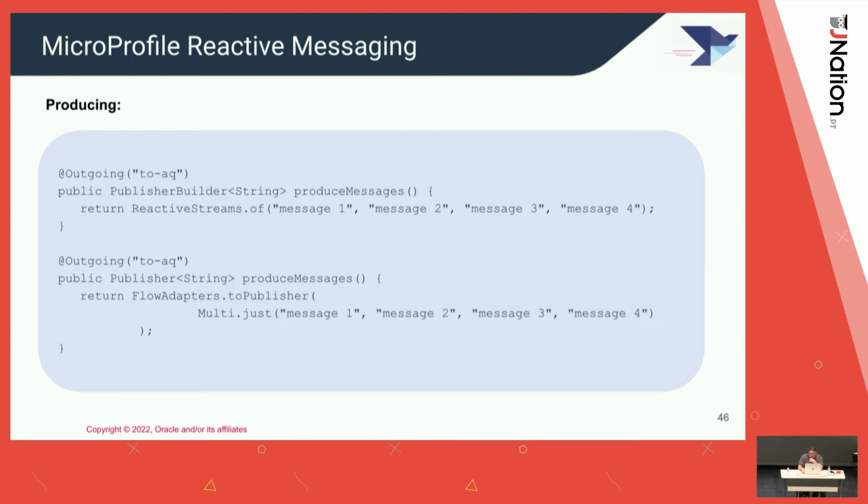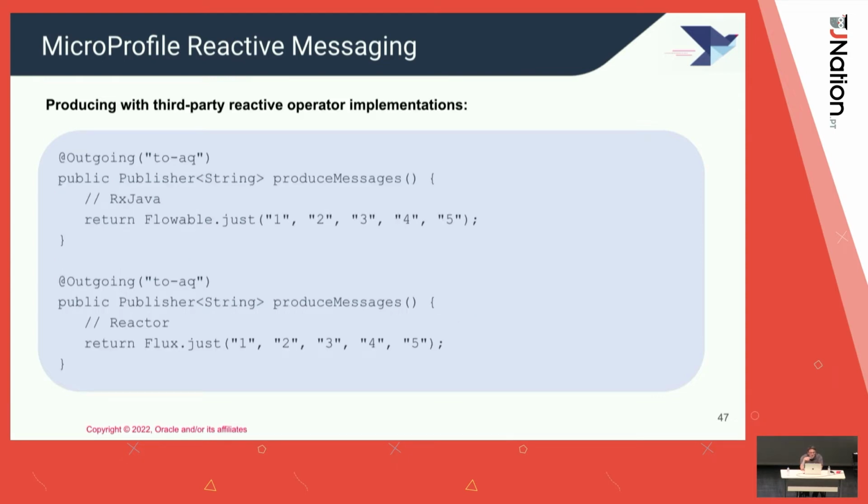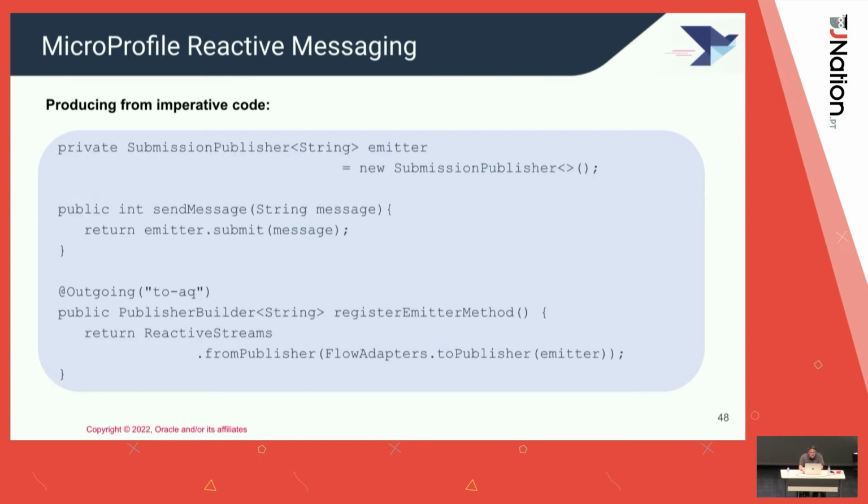You can do it either in a reactive way, as you see here, just to publish it, or not exactly publish but as a stream, or you can just do a Multi of them. That means that in a reactive way, it will be consumed. You can even use third-party APIs, which makes sense. So we can use RxJava Flowable, or if you have Reactor on board, you can just say Flux of it. So it will all go and will be processed.